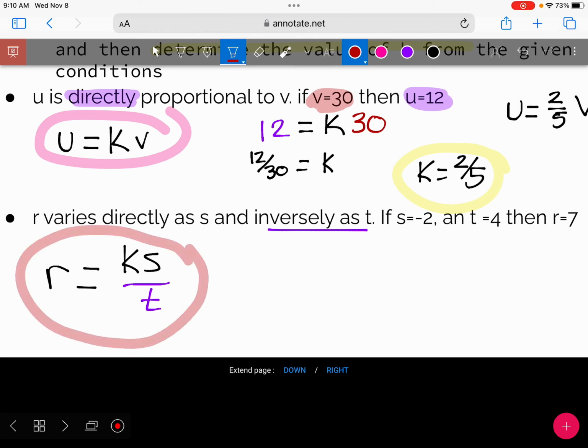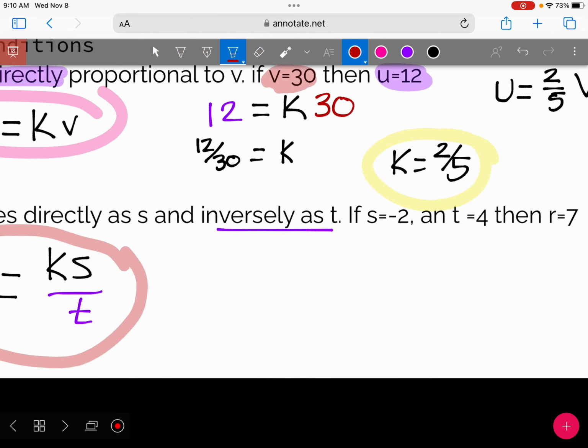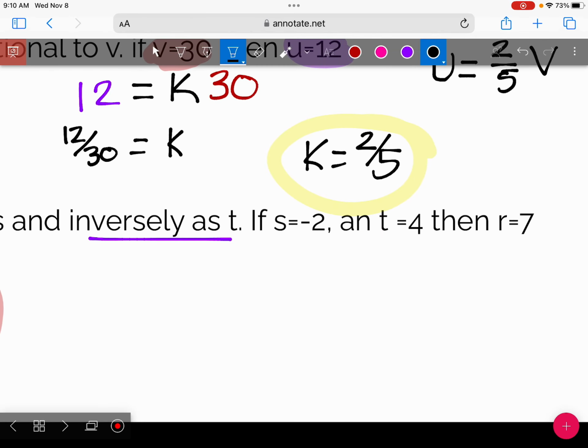But that's our find the equation, or write the statement. That's the statement. We write it like that. Then we need to find our K value given this S, T, and R values here. So we're going to substitute those in. So my R is 7. K times my S of -2 over my T of 4.